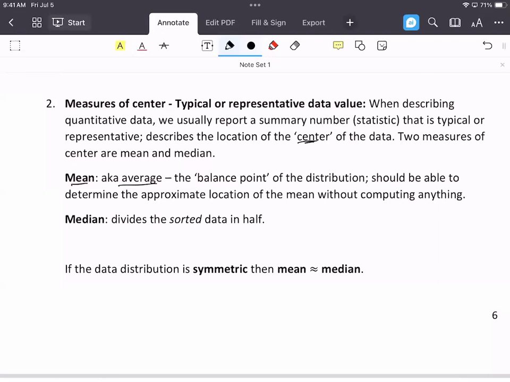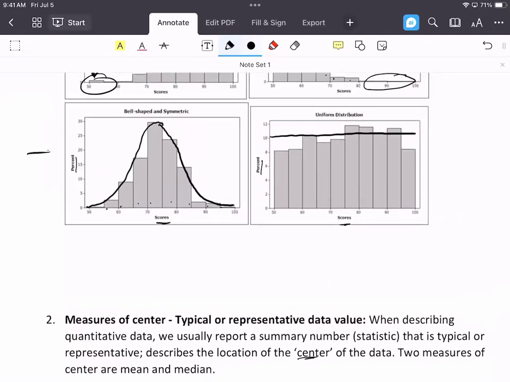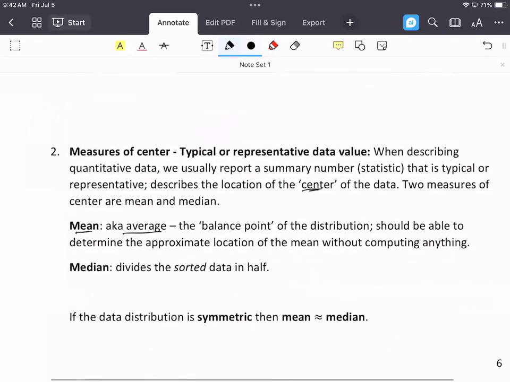It's the balance point of the distribution, and we should be able to determine the approximate location of the mean without computing anything. Looking here, we're going to look at the two non-skewed distributions. The center we can see is probably right about here. Okay, quick and dirty, we can see it. Well, everything is pretty uniformly distributed here. I'd say the center is somewhere around here, and that would just divide the data in half. Let's stick with that. On the other hand, median divides the sorted data in half.